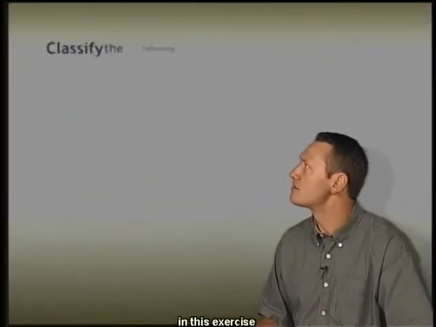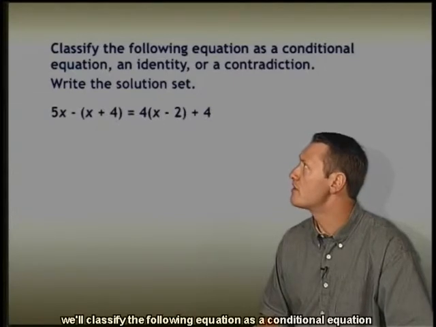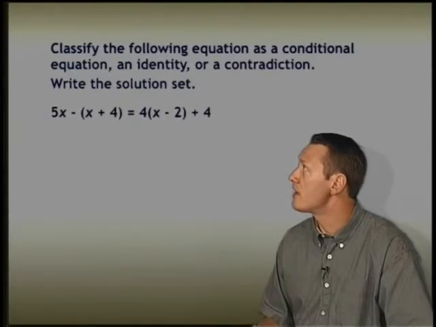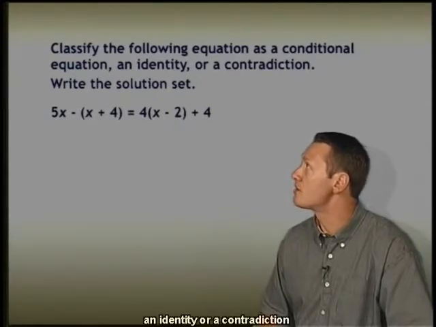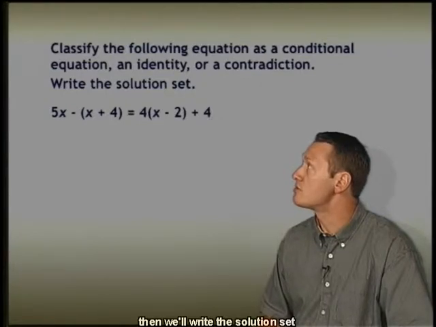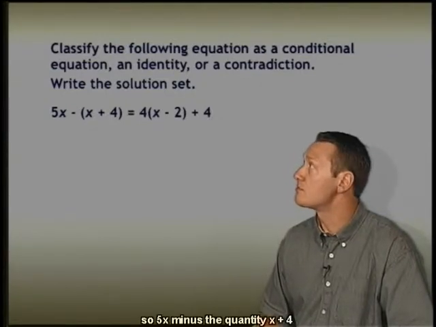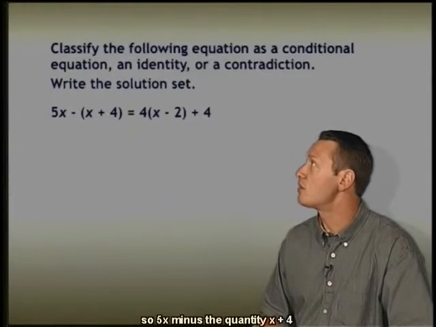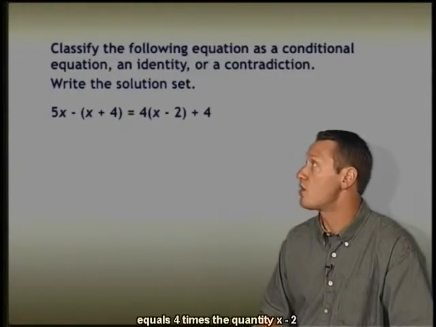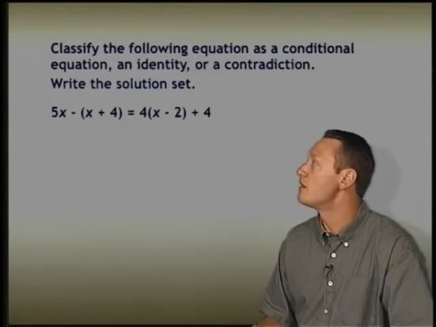In this exercise, we'll classify the following equation as a conditional equation, an identity, or a contradiction. Then we'll write the solution set. So 5x minus a quantity, x plus 4, equals 4 times the quantity, x minus 2, plus 4.